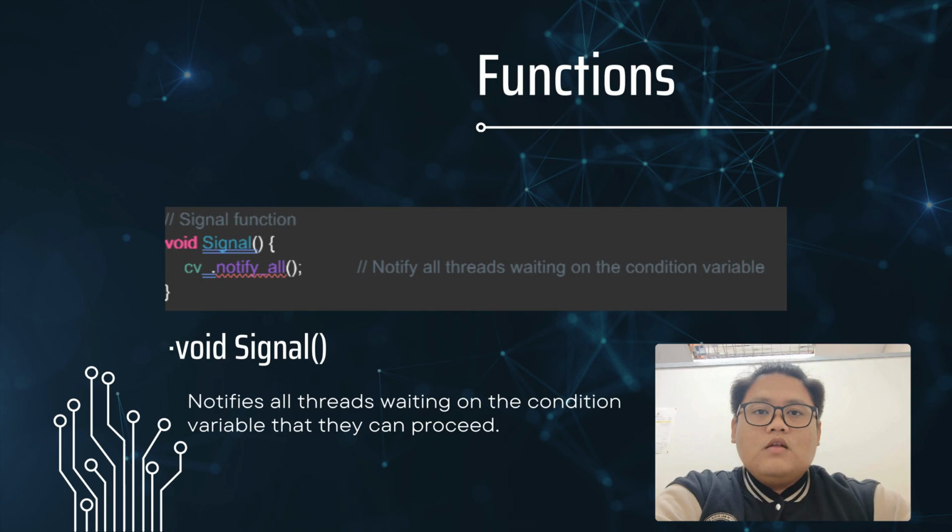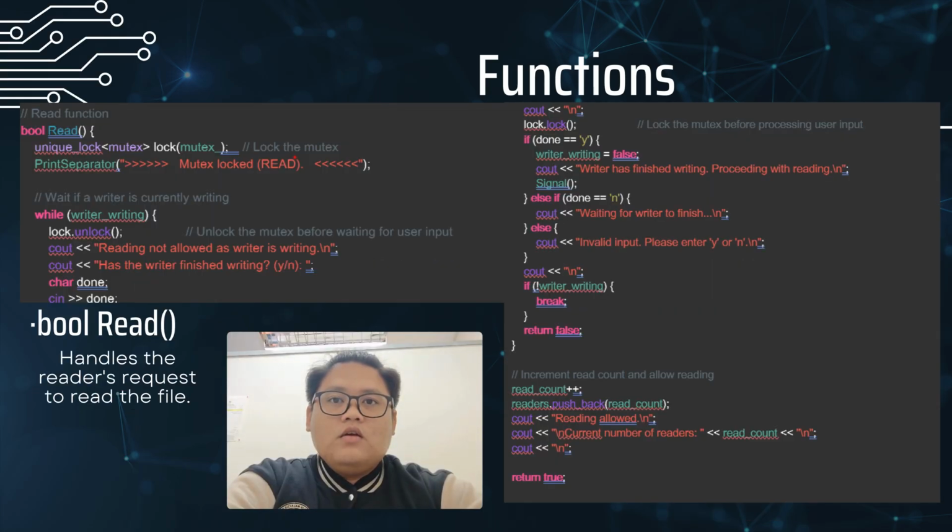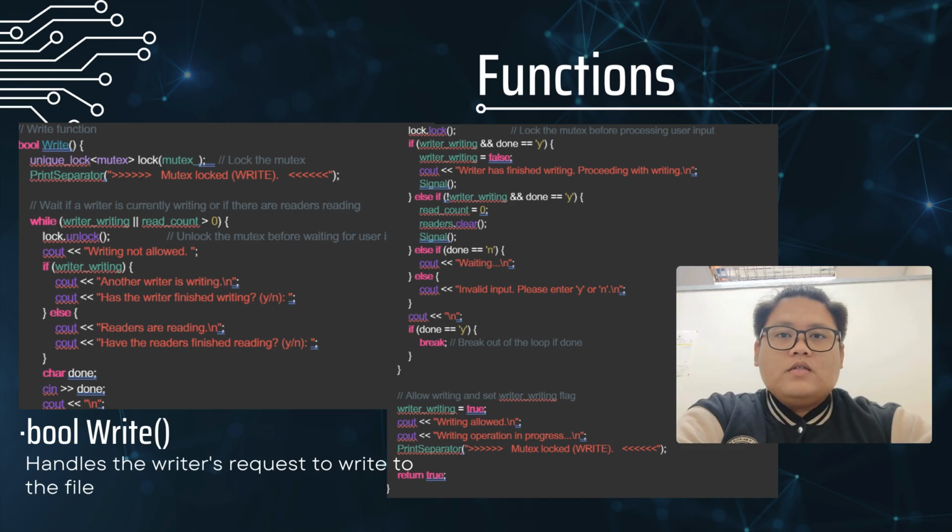Next is the signal function. This function notifies all threads waiting on the condition variable that they can proceed. The read function handles the reader's request to read the file. Next is the write function, which handles the writer's request to write to the file.